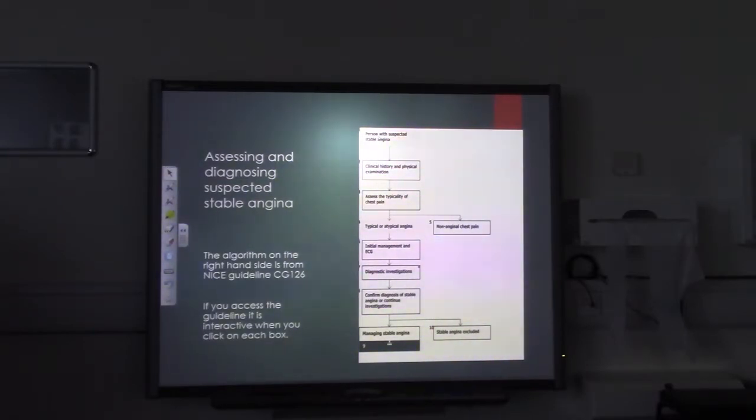So if you want to go onto the website of NICE guidelines CG126, when you click on each one of these, then it will give you an explanation for each, but I'll try and break down some of that in the following slides.